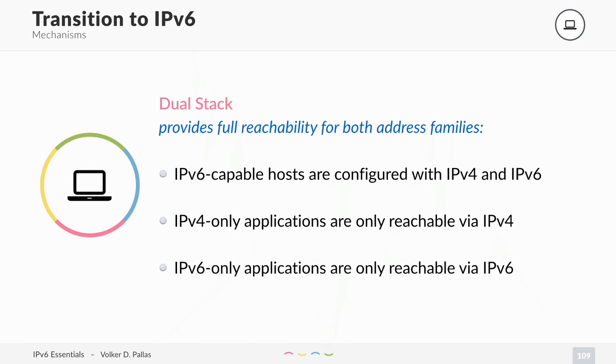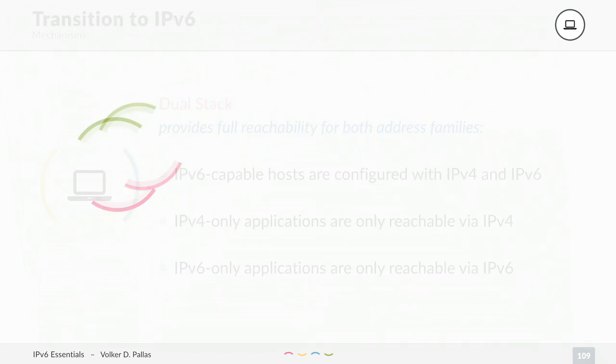If you have dual stack, you have full reachability for both address families. That's a perfect setup. So if you have IPv6 capable hosts, they are configured with IPv4 and IPv6 addresses. And if you have IPv4 only applications, they can still be reachable via IPv4. But if you have new IPv6 only applications, they are still reachable via IPv6. So it's really the perfect setup.